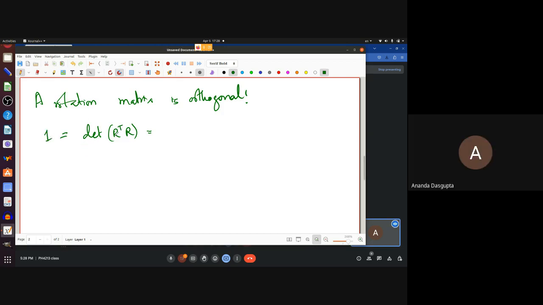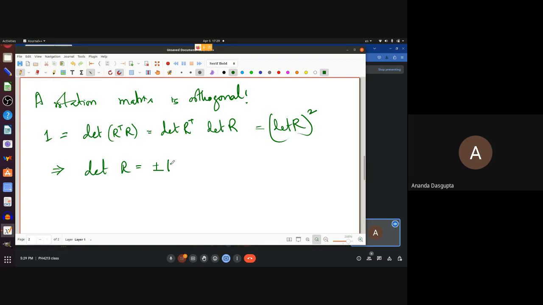Has to be, because it's the determinant of the identity, but this is actually determinant of R transpose times determinant of R, right? And R transpose and R have the same determinant, so it is determinant of R whole square. That alone would have told you determinant of R is either +1 or -1. Note, O3 has two kinds of matrices, those with determinant +1 and those with determinant -1.